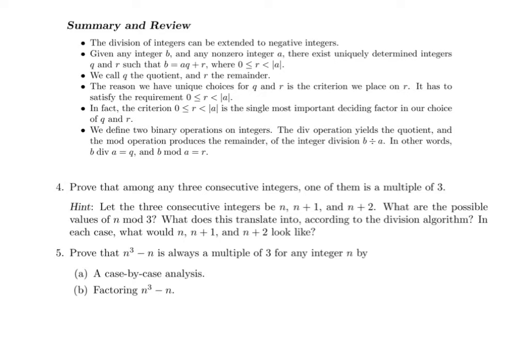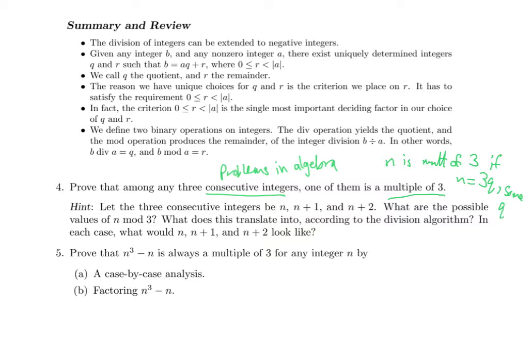Okay. So number 4 here says, prove that among any 3 consecutive integers. Okay, consecutive integers, I remember having these problems in algebra class where they talk about consecutive integers. Okay, so it says, prove that among any 3 consecutive integers, one of them is a multiple of 3. All right, we talked about multiple of 3. So n is a multiple of 3 if n equals 3q for some integer q. All right, so that's the problem. That's the entire statement of the problem.